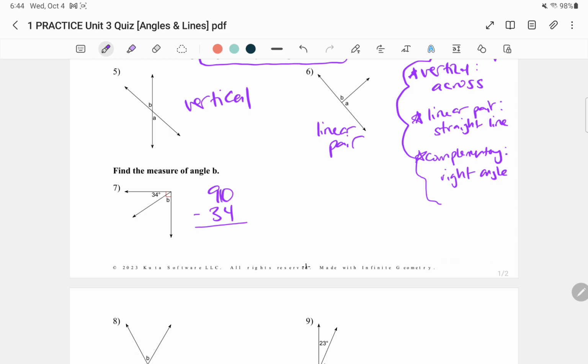So I'm going to make this a 10, make this 8. 10 minus 4 is 6, and 8 minus 3 is 5. So it's 56 degrees for number 7.